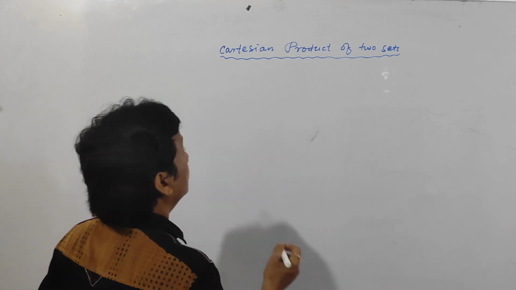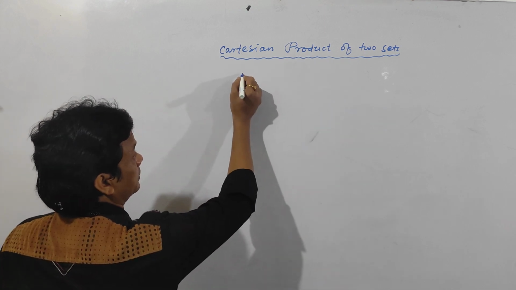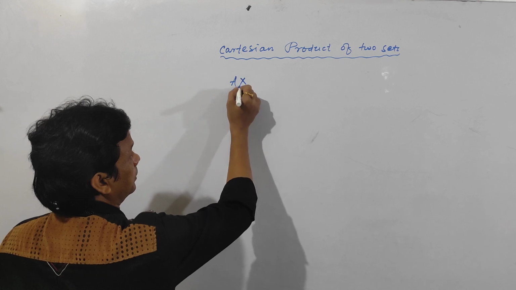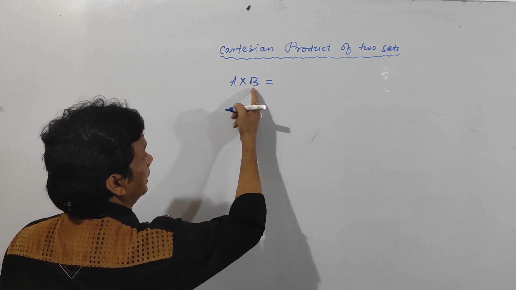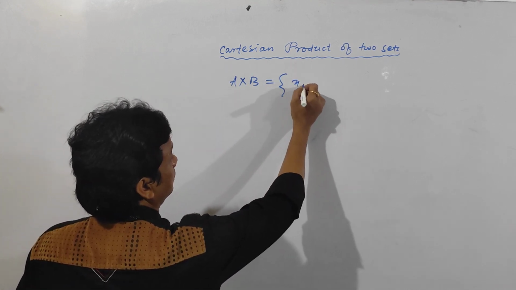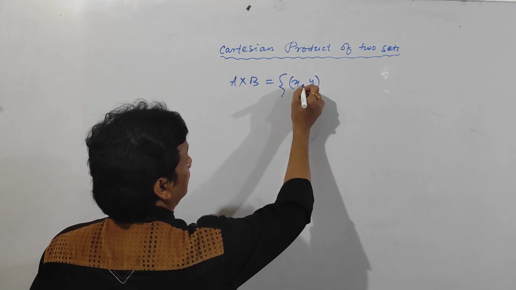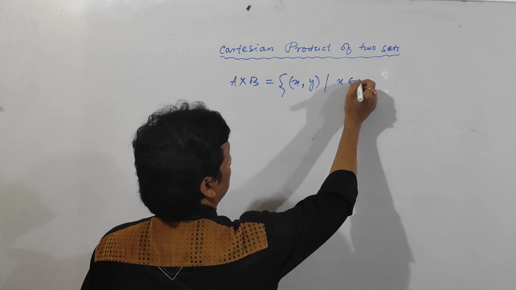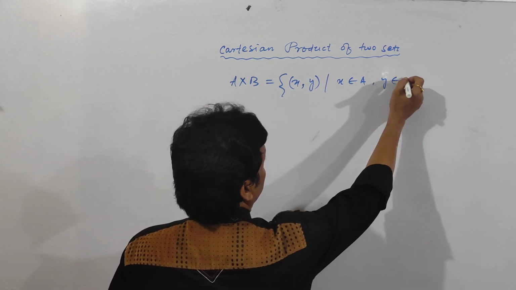Okay, see here. What is the Cartesian product of two sets? That means A is a set and B is another set, and the Cartesian product of A and B is written like this, and it contains the ordered pairs (x, y) such that x belongs to A and y belongs to B.